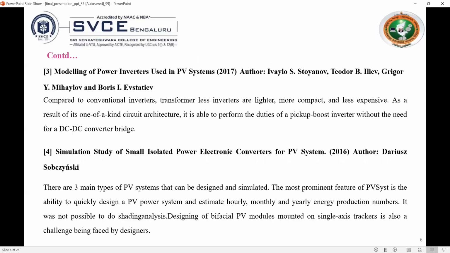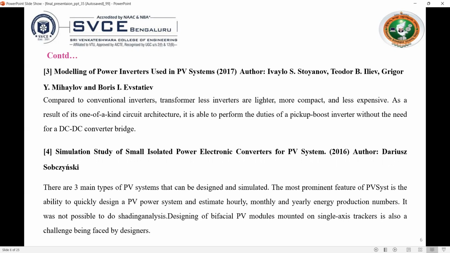Coming to the next paper, which is Modeling of Power Inverter Used in PV System, published in 2017. Compared to conventional inverters, transformerless inverters are more compact and less expensive. As a result of its one of a kind circuit architecture, it is able to perform the duties of a pickup boost inverter without the need for a DC-DC converter bridge.